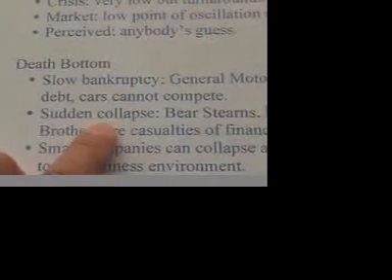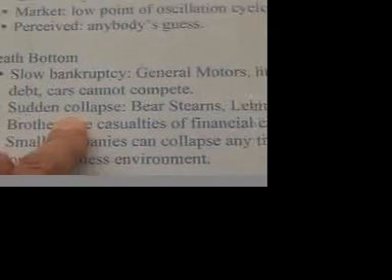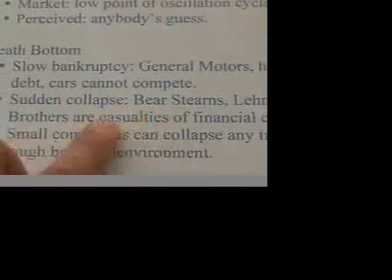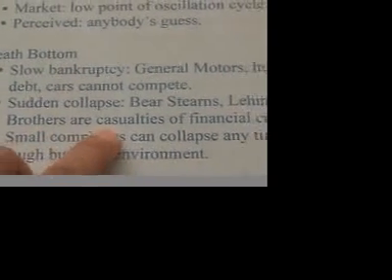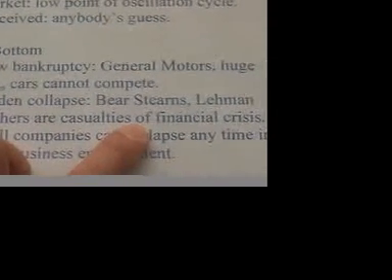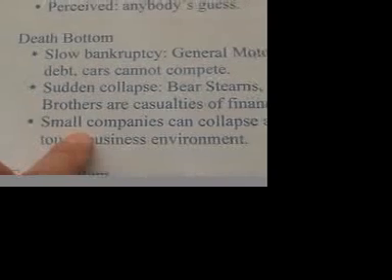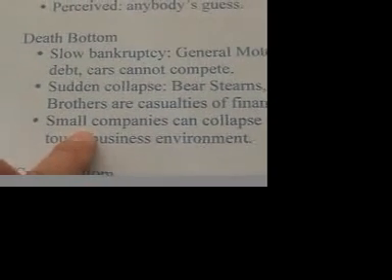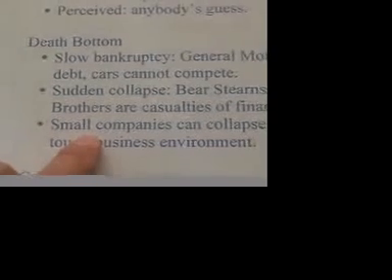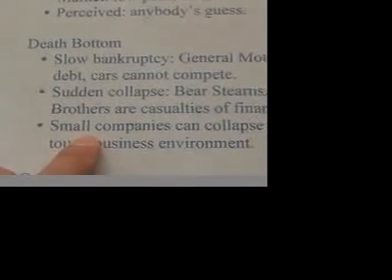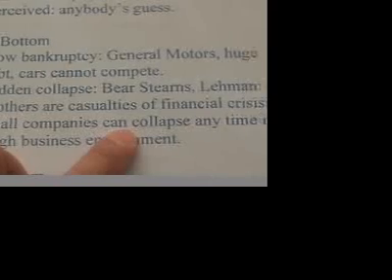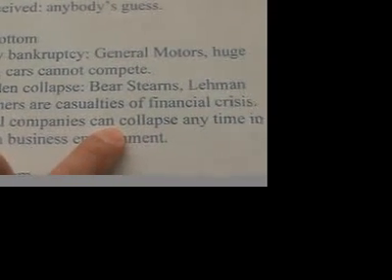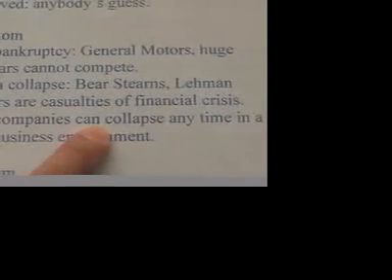Their cars cannot compete. Now, bankruptcy can be very sudden, and it comes as a shock. Examples are Bear Stearns and Lehman Brothers during the financial meltdown in the summer of last year. So they are just the casualties of the current financial crisis. Those were the big companies, but when we're talking about small companies, it's very hard for us to tell whether small companies can survive through a tough business environment. They can collapse anytime, simply because they don't have enough cash, they don't have enough resources to help them through.